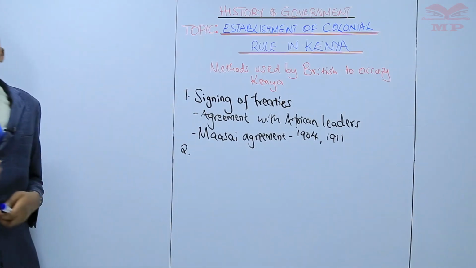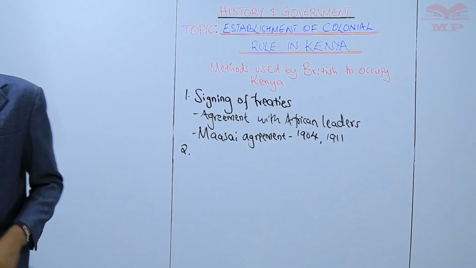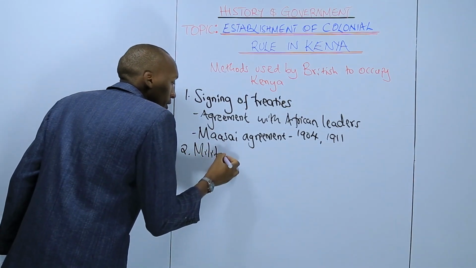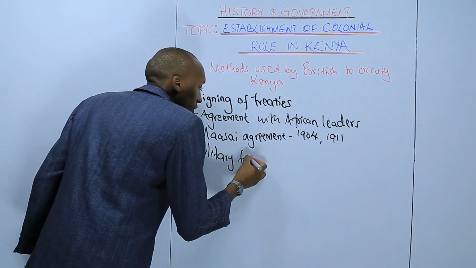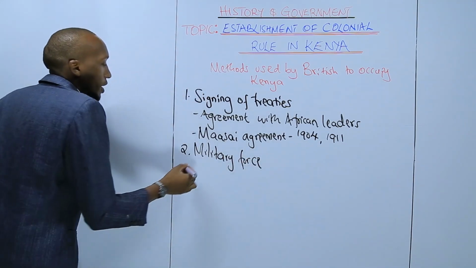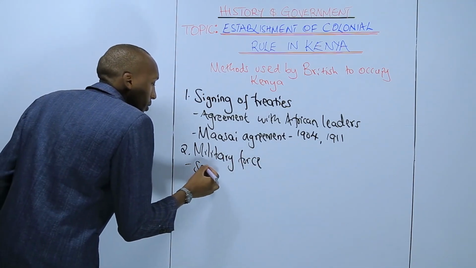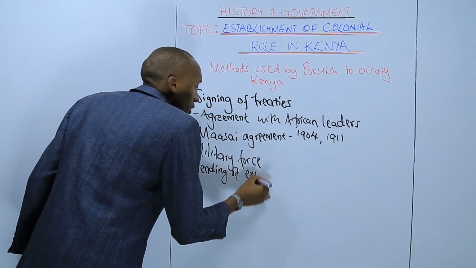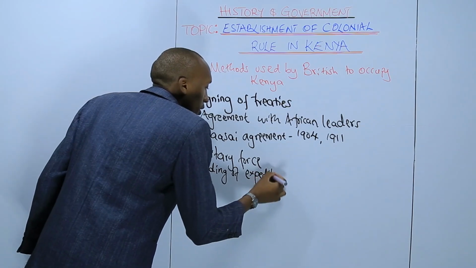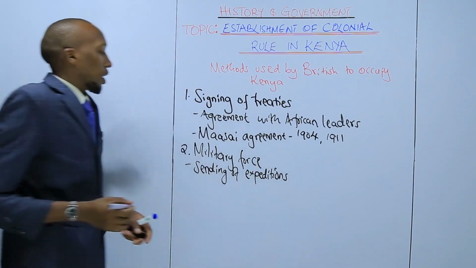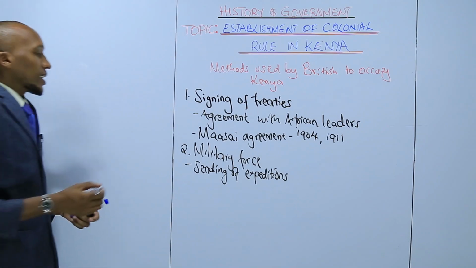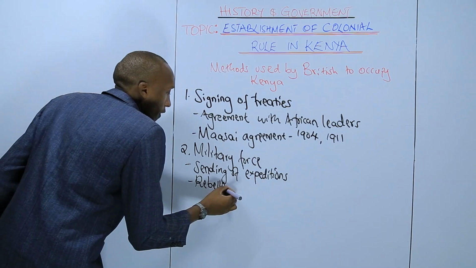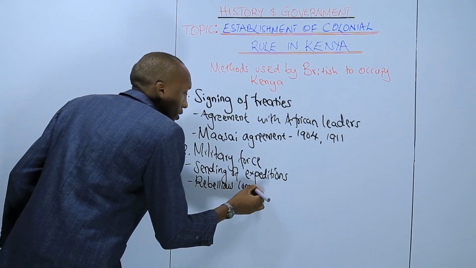So that was the first method they used to occupy the Kenyan territory. The other one that was the most common was use of military force. These involved sending expeditions against rebellious communities.